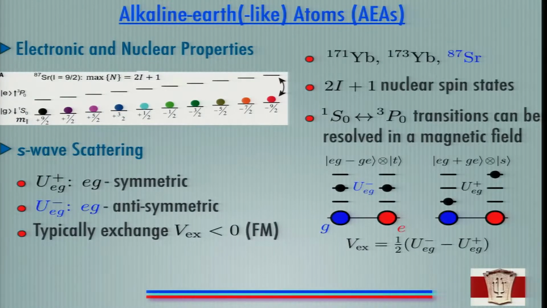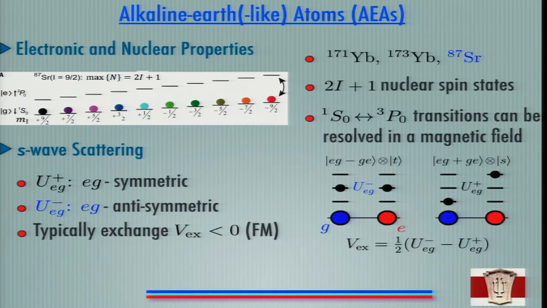Now, in principle, there are many nuclear states in these atoms, and because the nuclear spin is 9/2, in principle you want to resolve any of these states with a magnetic field. You can choose any of these states. So you apply a magnetic field, and basically you choose one of these nuclear spin projections, okay?